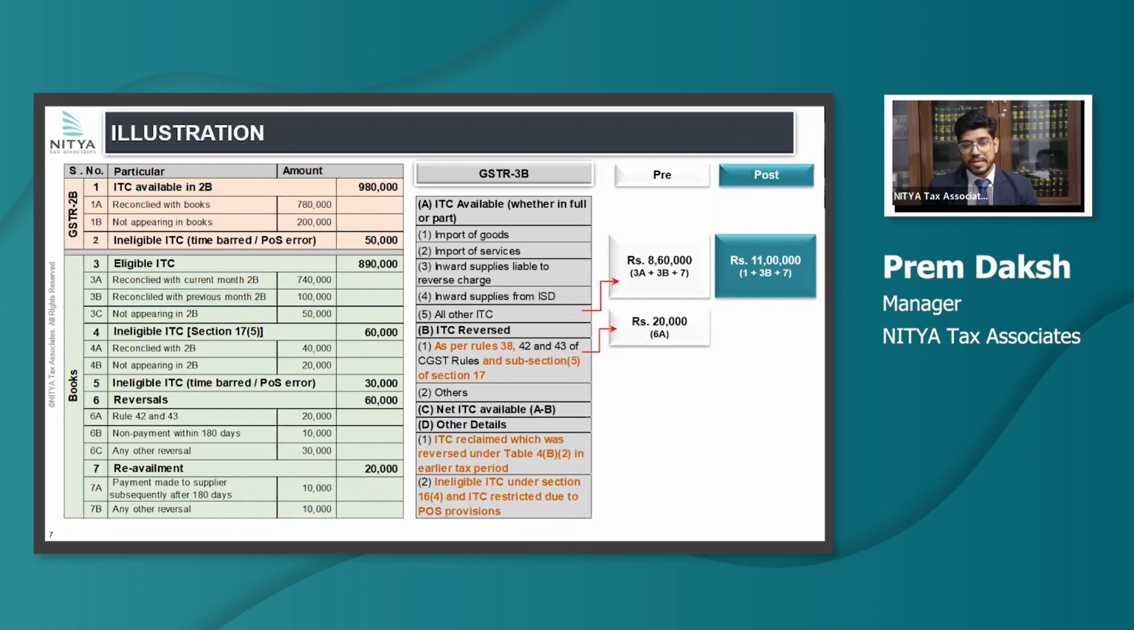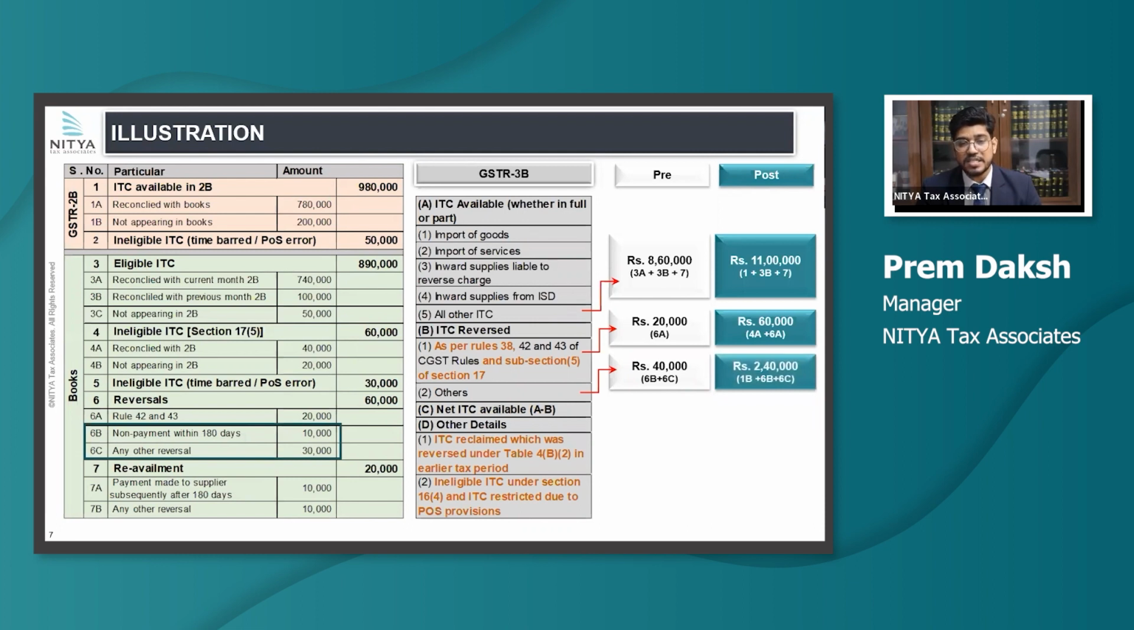In table 4B1, earlier we used to report ITC reversal under rules 42 and 43 only. Now reconciled ineligible ITC under section 17(5) will also be reported in this table. In table 4B2, earlier we used to report ITC reversal for non-payment of consideration within 180 days and ITC wrongly availed. Now, in addition to this, ITC on goods or services received in a subsequent month will also be reported in this table. Table D is for reporting purposes only.